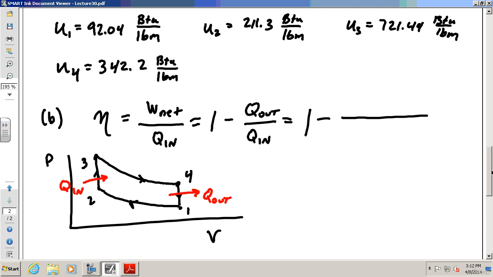So this is U4 minus U1, because that's what happens. The Q comes out of there. So that's U4 minus U1. And then same thing on the Q in. The reason why state 3 has more energy than state 2 is because we put heat in, basically the combustion process, right? So we put heat in. So that's U3 minus U2.